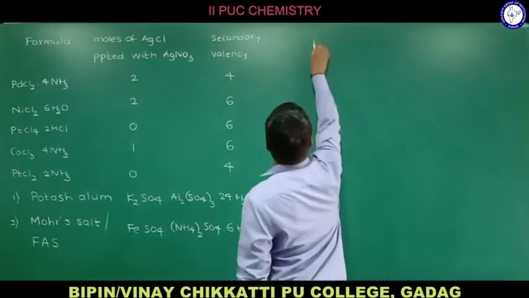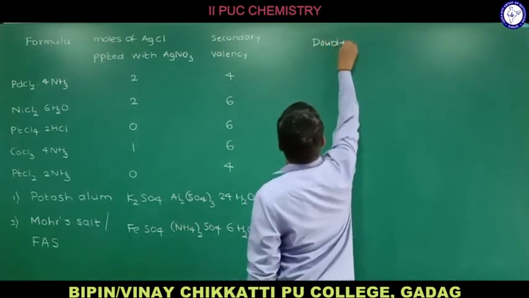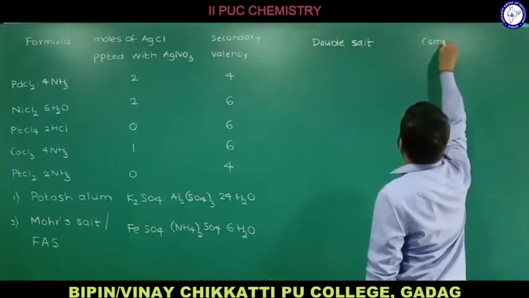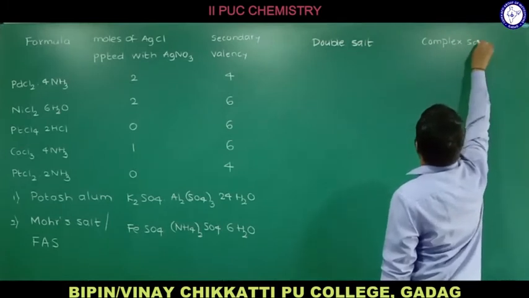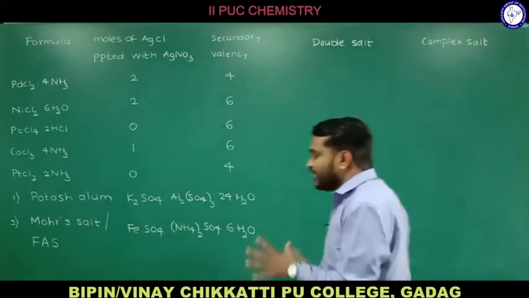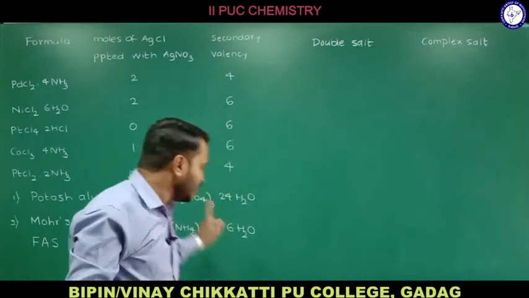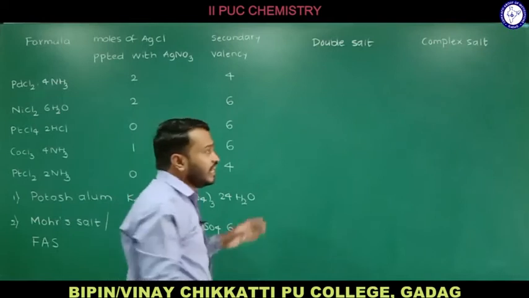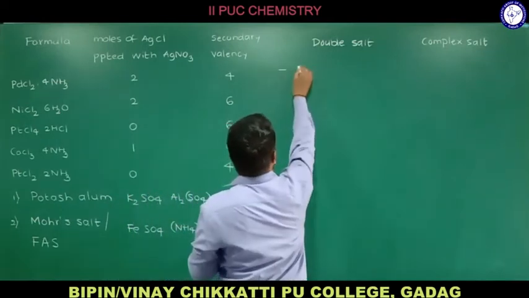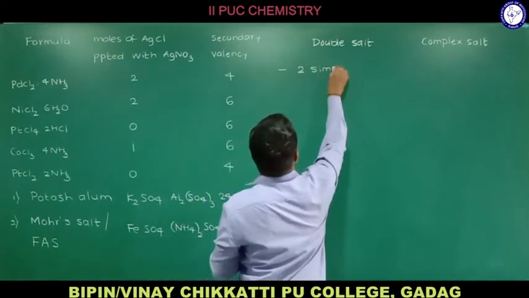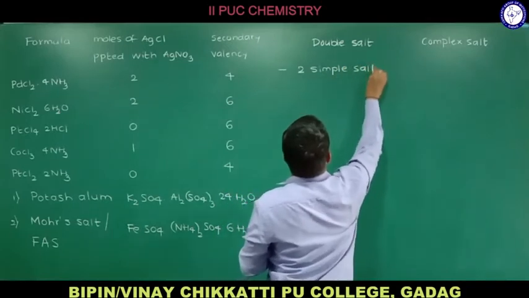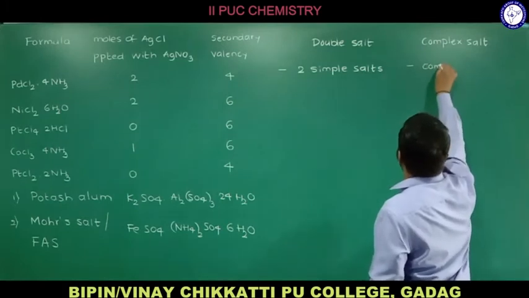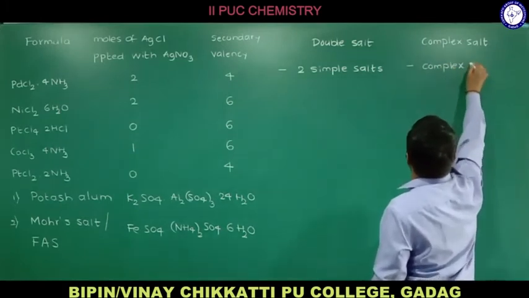So let me write here, double salt, and one more that we studied already, that is the complex salt. Both are completely different here. So these are the examples for double salt. So let me explain the nature and properties of that one. In double salts, actually we have two simple salts, whereas in case of complex salt we have a complex ion, the salt containing a complex ion.